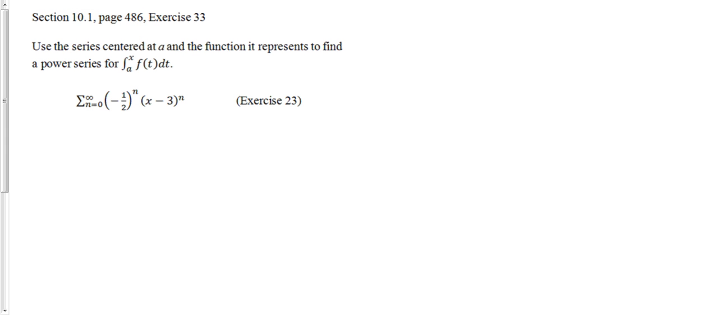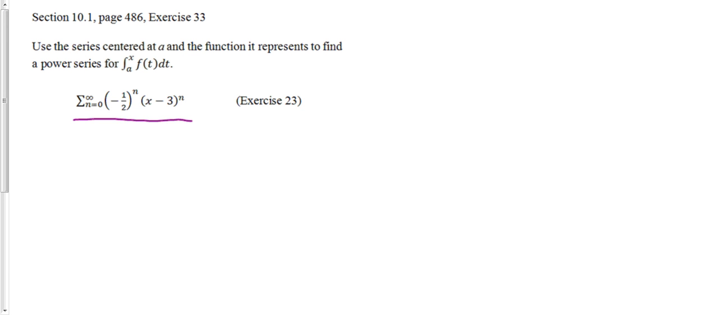Let's do section 10.1, page 486, number 33, which reads: use the series centered at a and the function it represents to find a power series for the integral from a to x of f of t dt. For number 33, we're supposed to use the power series from exercise 23, which tells us that we have the summation from n equals 0 to infinity of (-1/2)^n times (x minus 3)^n.